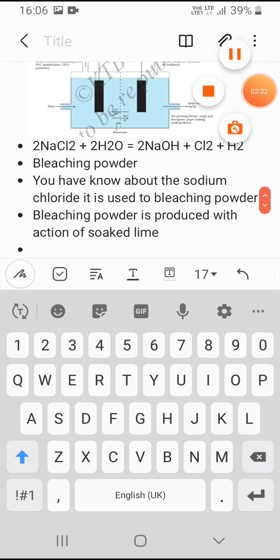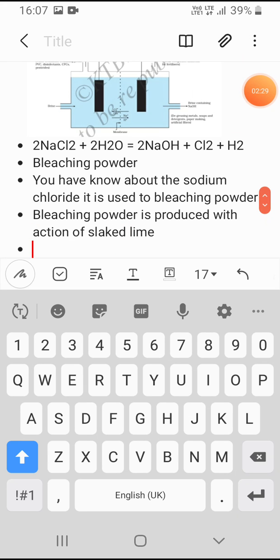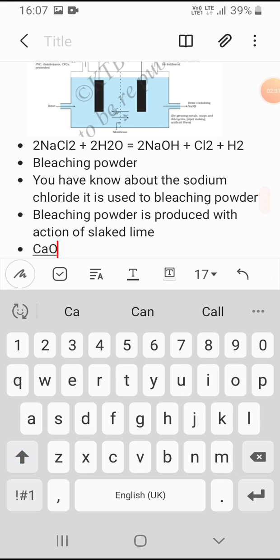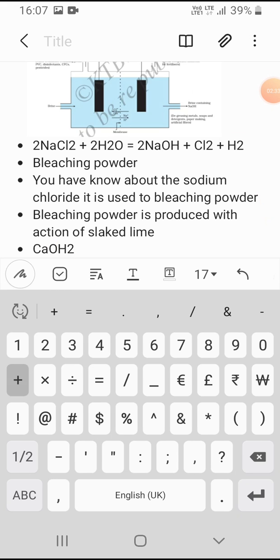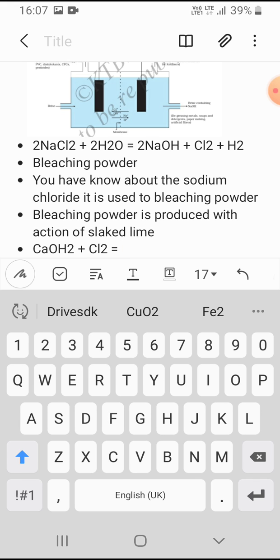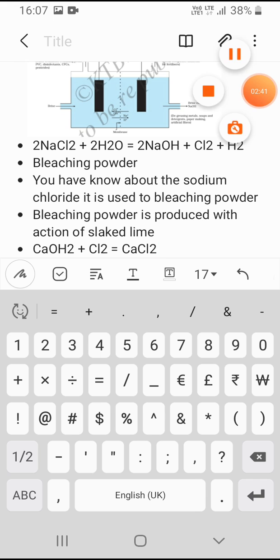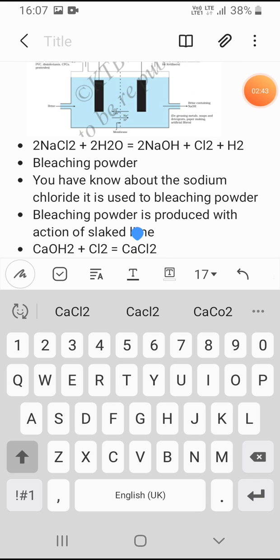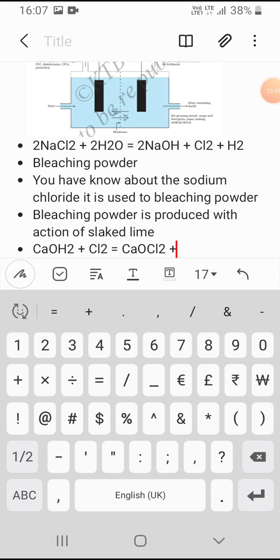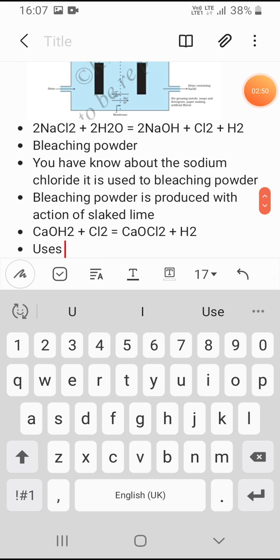As I said, quick lime and slaked lime. With the action of that, bleaching powder is formed. Slaked lime, the formula is Ca(OH)2. When it reacts with Cl2, we get bleaching powder. The process of making bleaching powder, they may ask this for 2 marks.